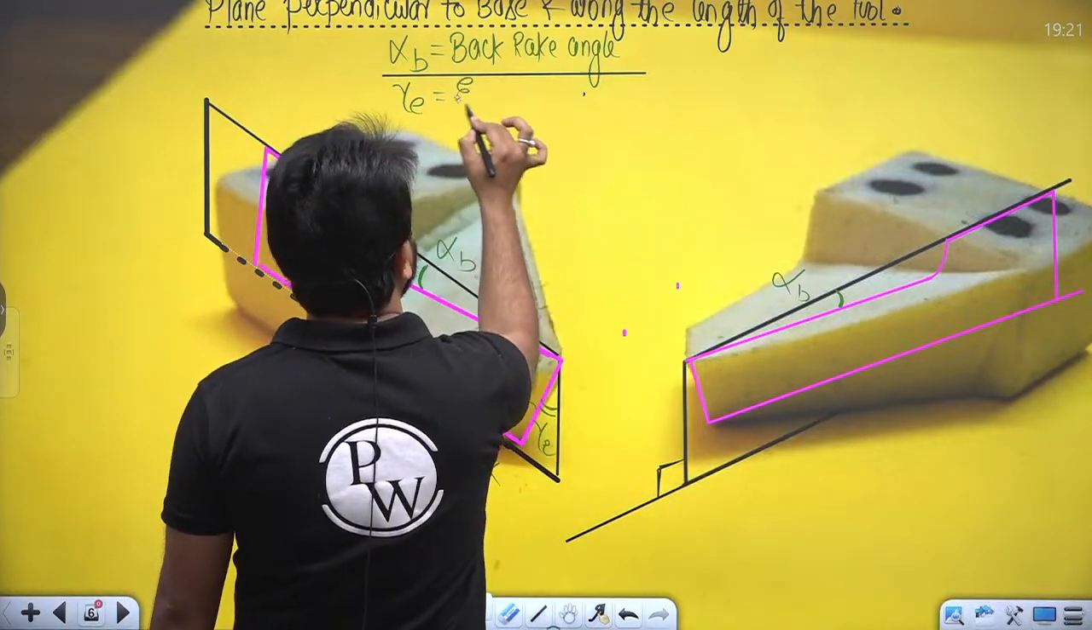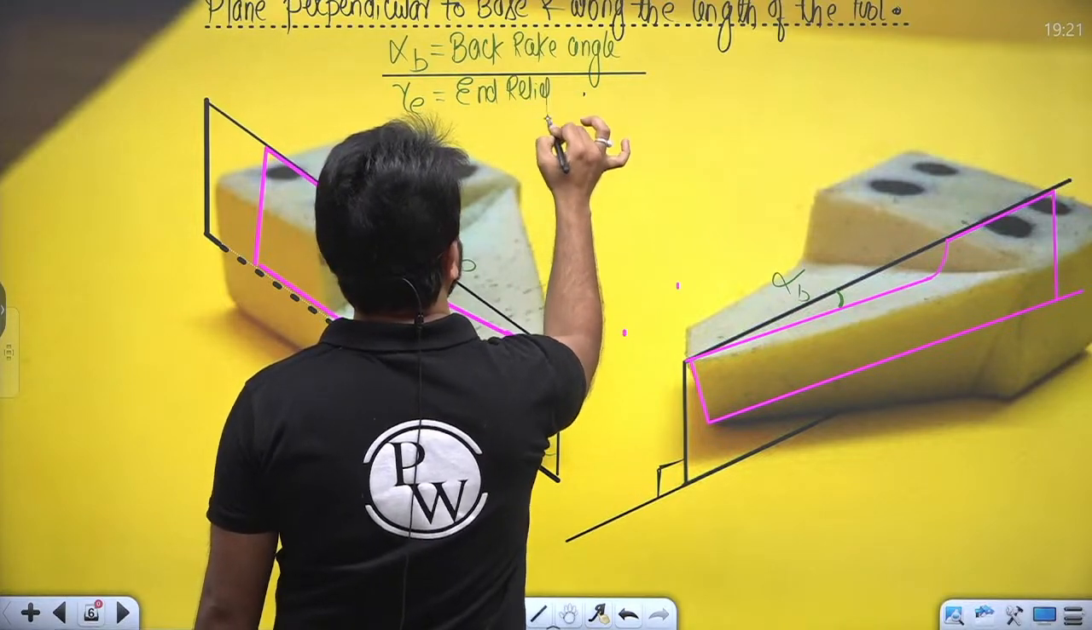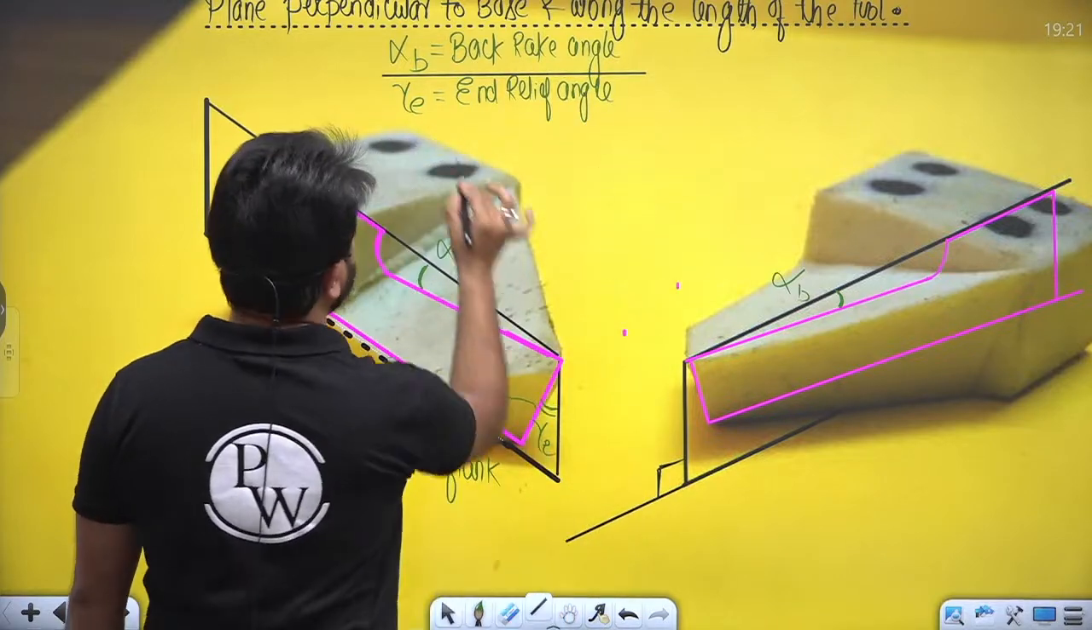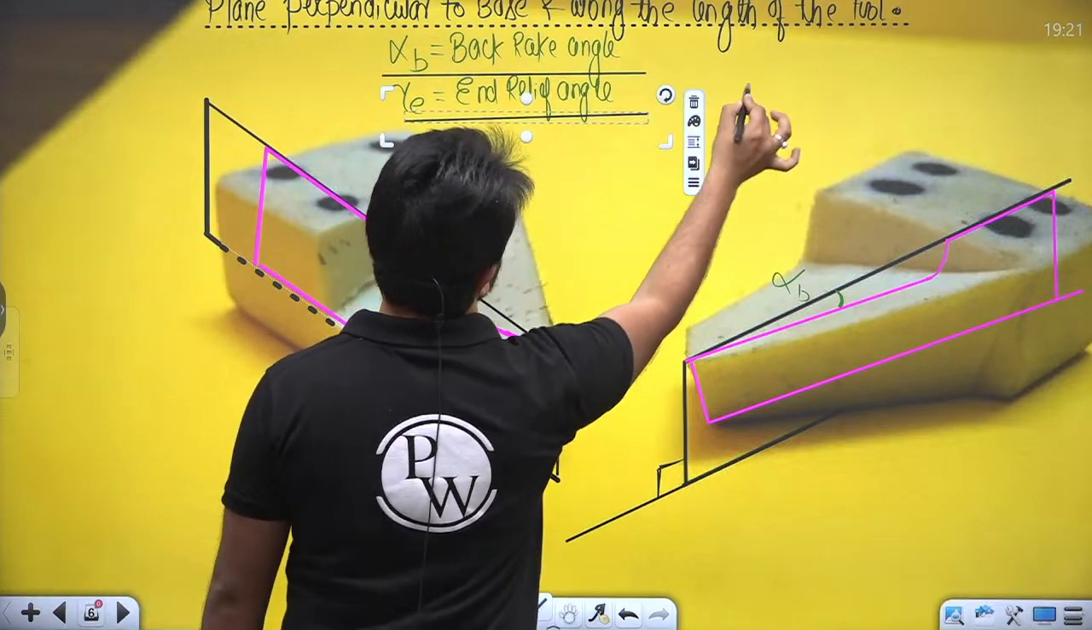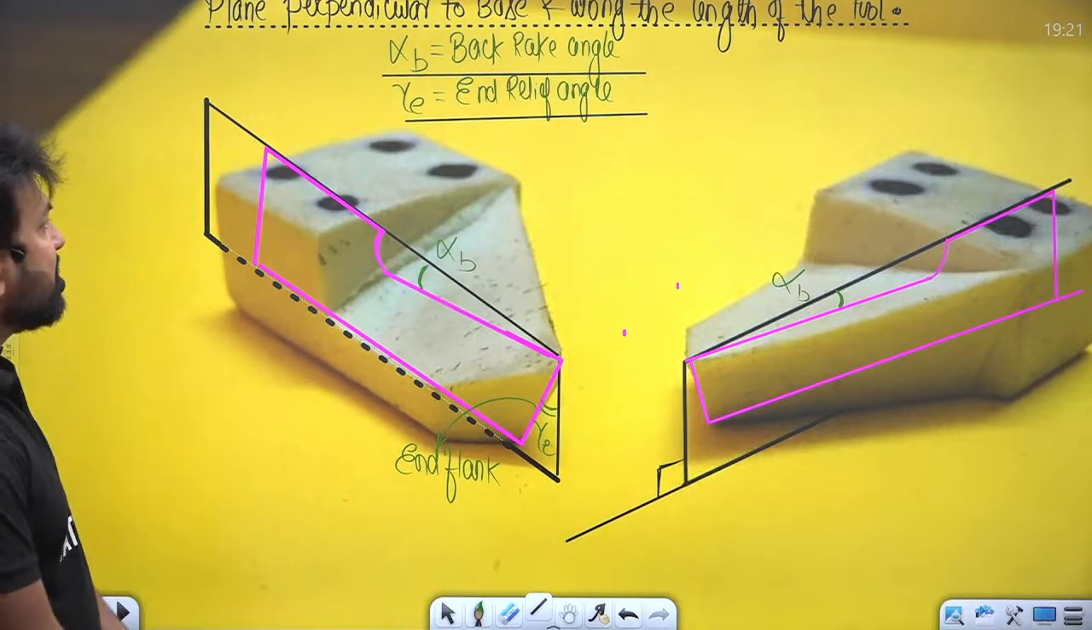End relief angle and clearance angle, sometimes we call it clearance angle and relief angle. Are these two angles clear to you?